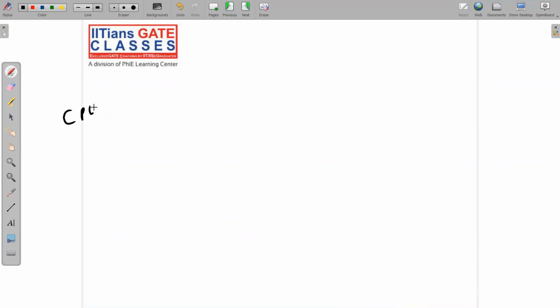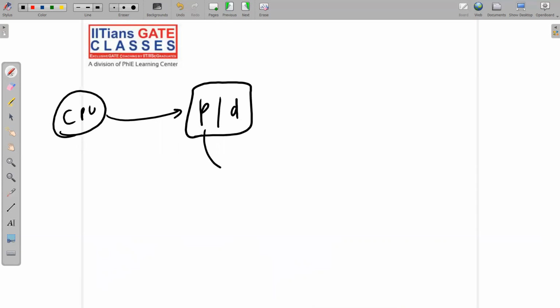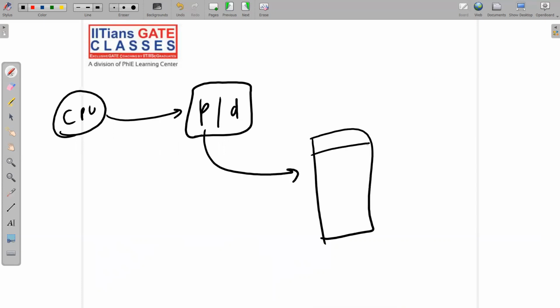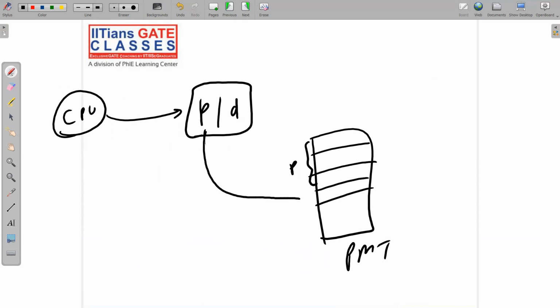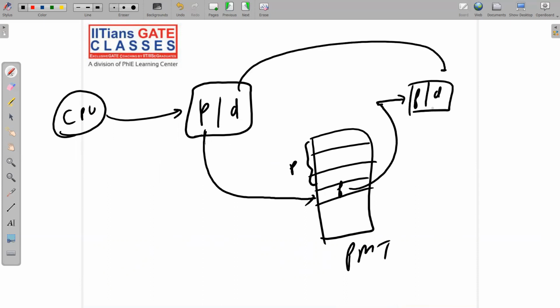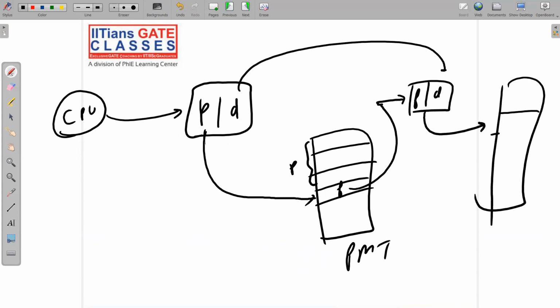The CPU generated address, that is the logical address, is divided into two parts, P and D. With this P we will access the page map table. Since it is P, you will skip P entries. The next entry will be yours. So for example, here we have F. So P will be replaced by F. This D will be kept as it is. We will go to main memory, and this will be the physical address.